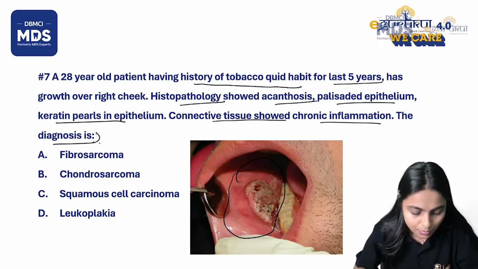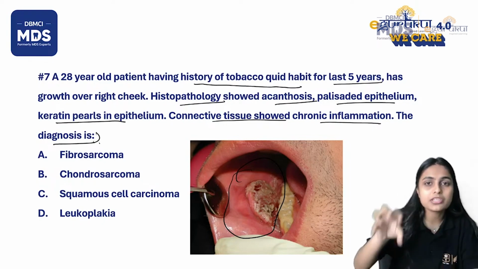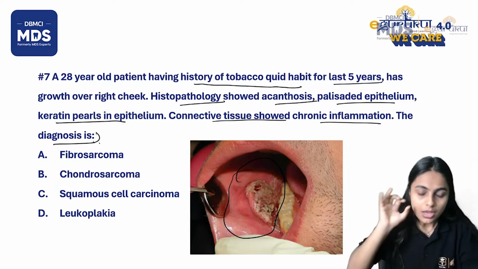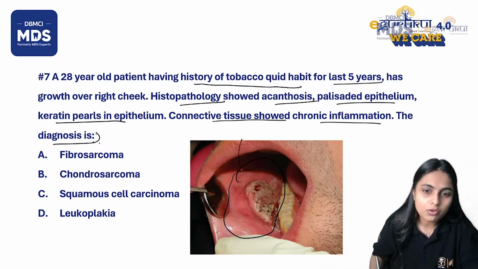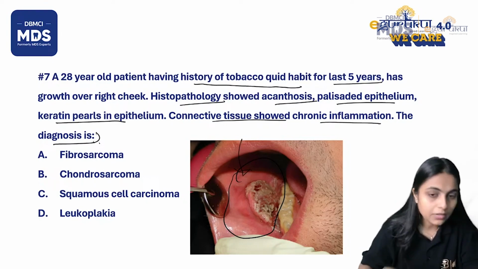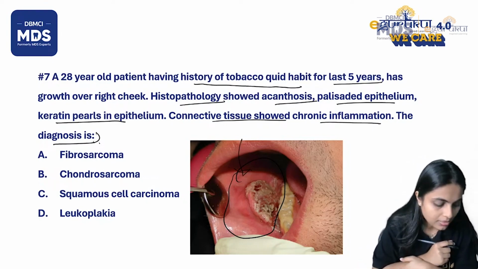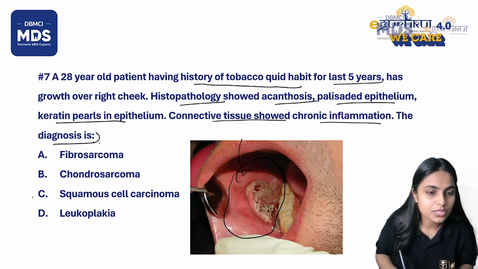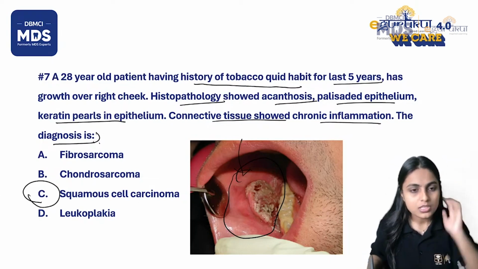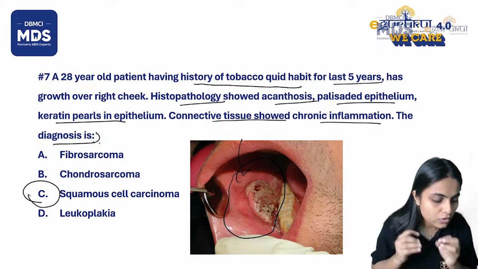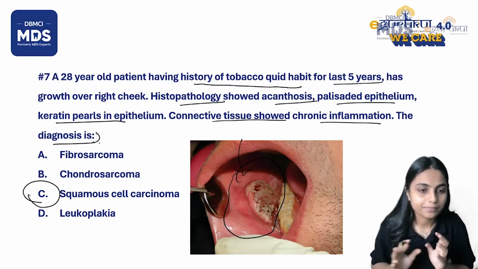The diagnosis is now, this is mostly a pathology question because they have mentioned complete histopathology. But if they give you an image based question and ask the most common malignancy involving buccal mucosa, your answer should be option C, which is squamous cell carcinoma. Squamous cell carcinoma is the most common malignancy that can occur in the oral cavity. Correct.